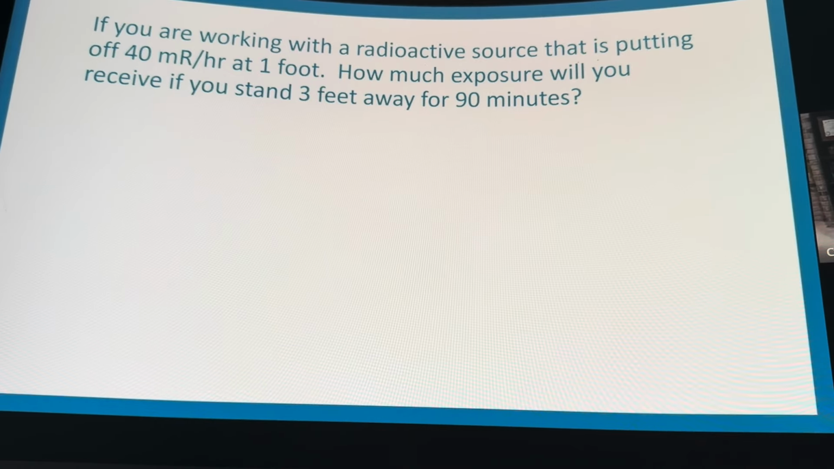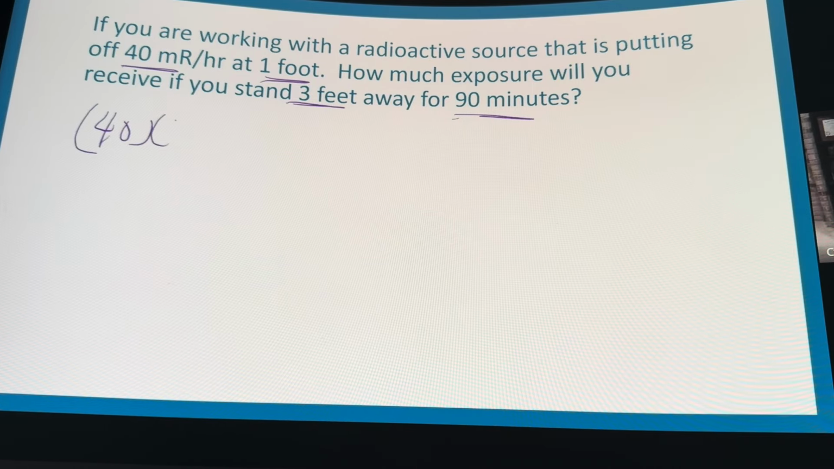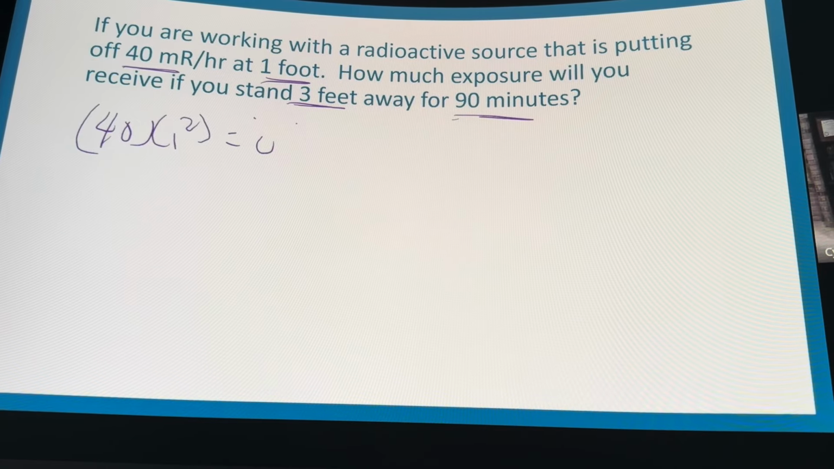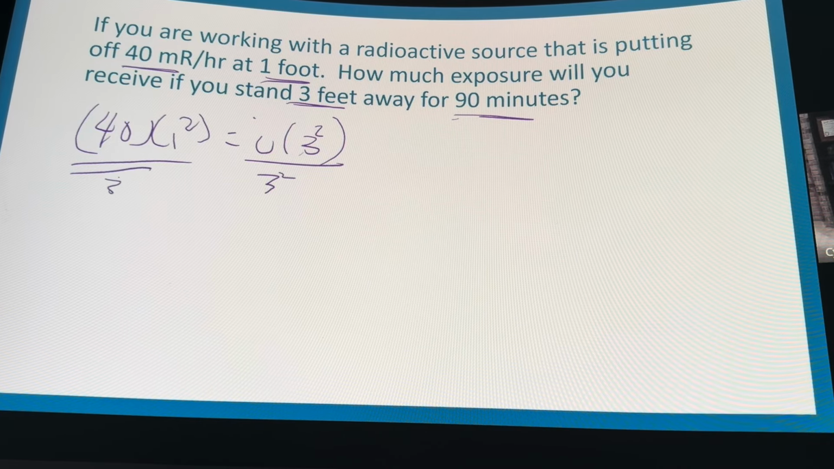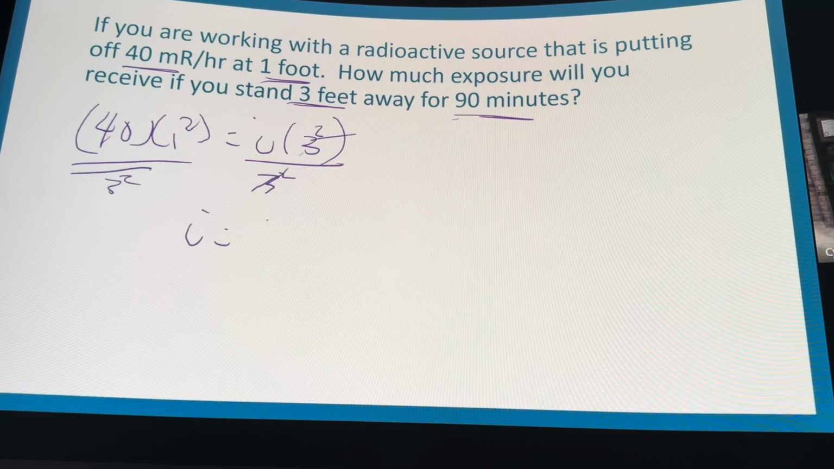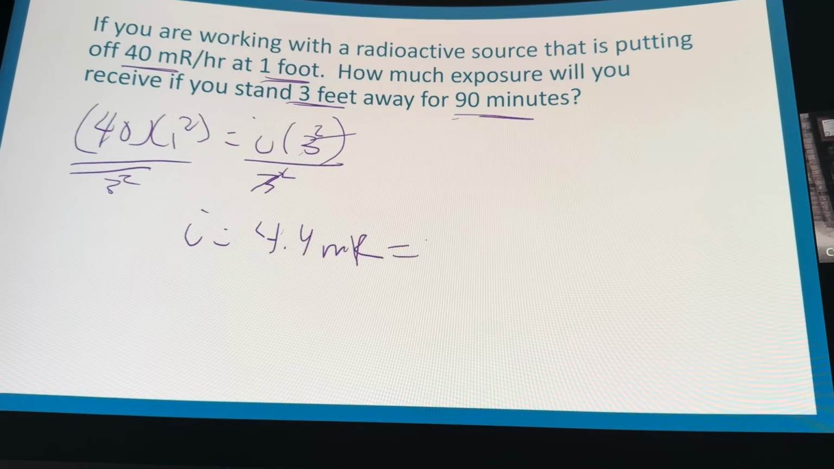So, we are working next to a radioactive source. It's putting off 40 mR per hour at 1 foot. How much exposure do you receive if you stand 3 feet away and you stand there for 90 minutes? When you do your distance, just ignore the time. We can always go back and do that. So 40 times 1 squared equals new exposure rate times 3 squared. Divide both sides by 3 squared. New exposure rate is 4.4 mR per hour, which is my conversion.